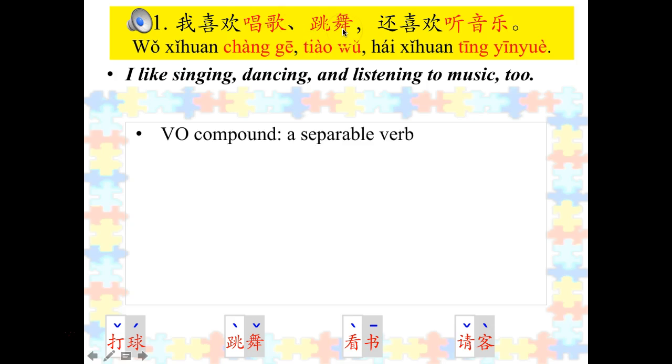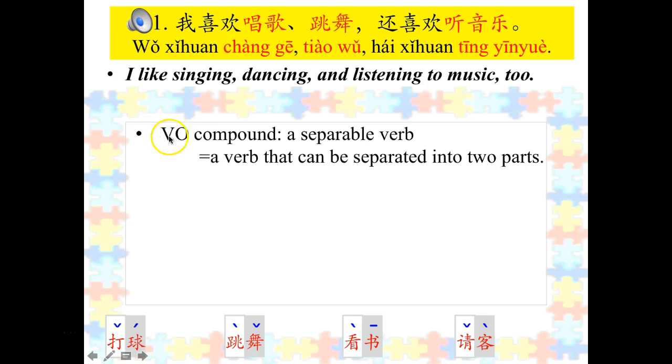These words are treated each as a word, and grammatically speaking, they're all verb-object compounds. They are called separable verbs, or sometimes you can call them detachable verbs. They get their name from their ability to separate into two parts, verb part and object part. And you can insert other words in between.